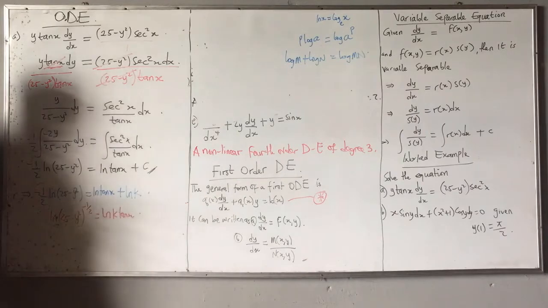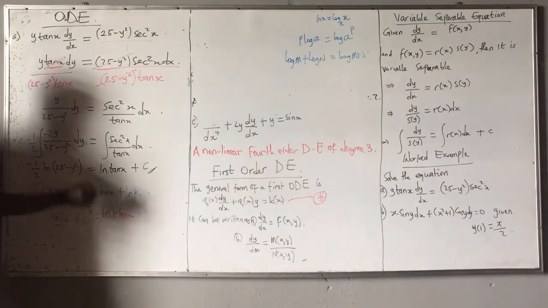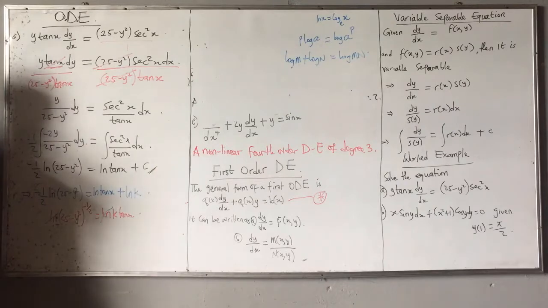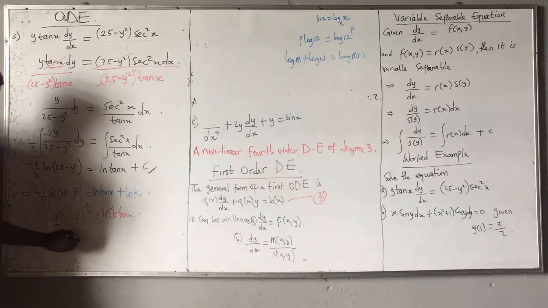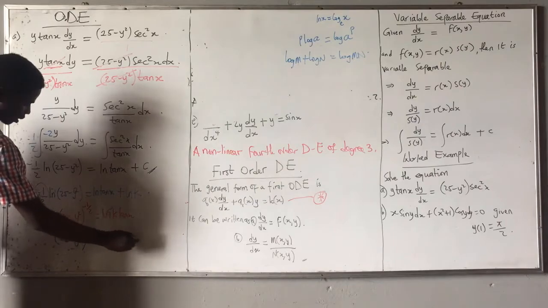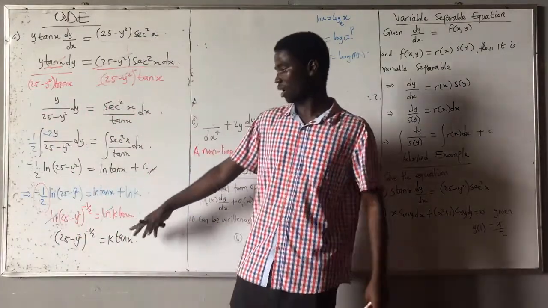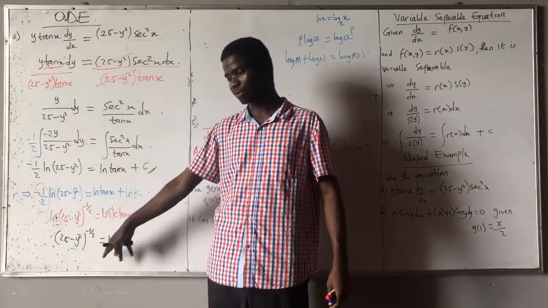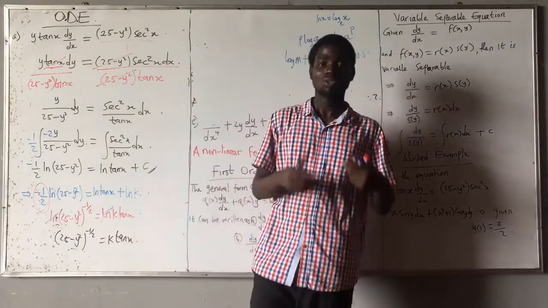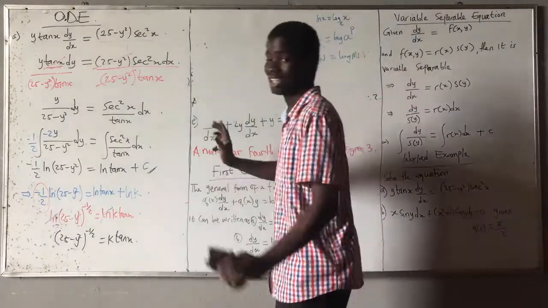Now you can cut the ln of both sides, or take the exponential of both sides. Ln cancels ln. You will be left with 25 minus y squared raised to power minus 1 over 2 is equal to k tan s. You can stop there again. If you still want to show style, you can continue. This is 1 over the square root of 25 minus y squared equals this. Do you understand? The point is, once you get here, you are through.